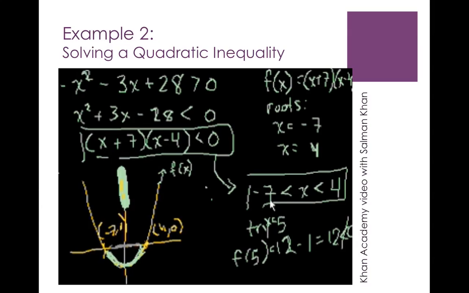Well, at the roots, f of x is equal to 0. So if this was less than or equal to 0, then the answer would be negative 7 is less than or equal to x, is less than or equal to 4. I hope that gives you a sense. You pretty much just have to try a number in between the roots and try a number outside of the roots, and that tells you what interval will make the inequality true.